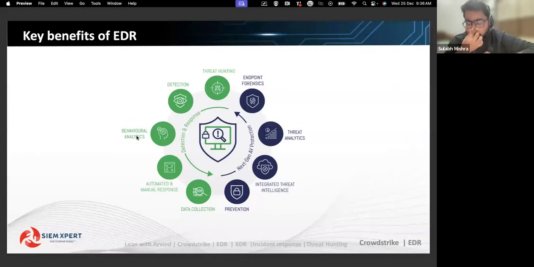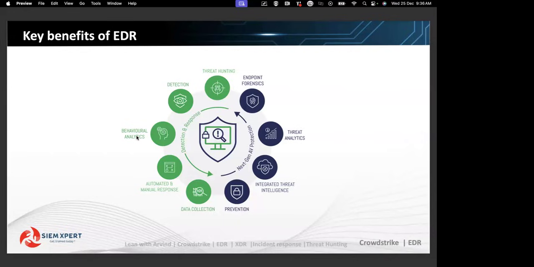Now, let's say you want to perform threat hunting. What is threat hunting and how do we do it? We'll explore it in the coming days. But threat hunting is one of the key activities you do as a SOC analyst, and you have to do threat hunting. So, next-gen antivirus has that feature.